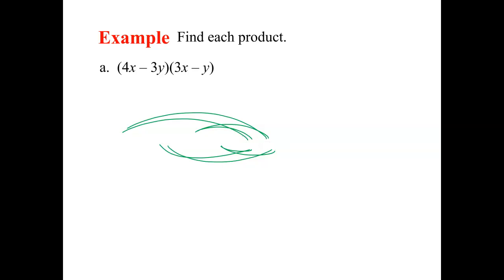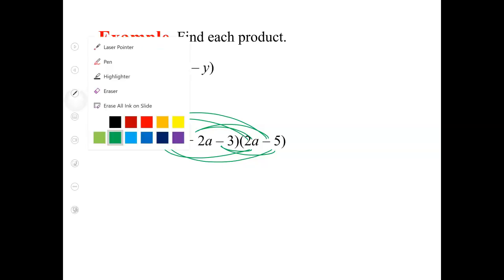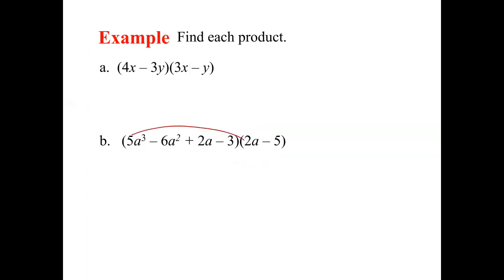Alright, so let me start with the first set. 5a cubed times 2a, 10a to the fourth. 5a cubed times negative 5, negative 25a cubed. Okay, so that's the first set. Second set. Now I got the negative 6a squared times both of those. Next. Negative 30. Positive 30 a squared. Okay?